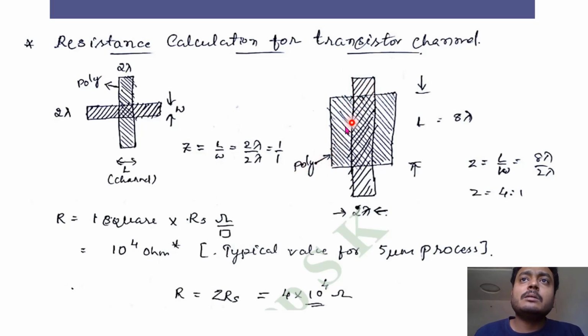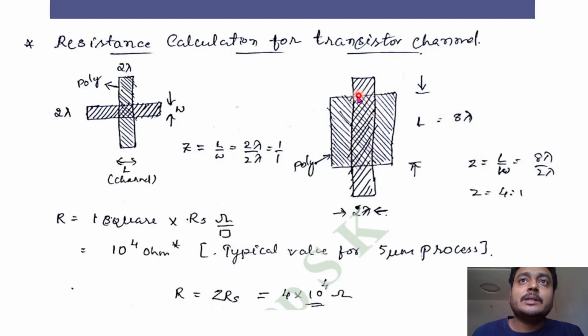So this polysilicon, this is your 8 lambda. That means this is one terminal, and this is another terminal. From here to here is the length of the channel, and from here to here will be the width of the channel. So the length of the channel will become 8 lambda, as shown here, and the width of the channel is your 2 lambda. So the total transistor channel is this much.